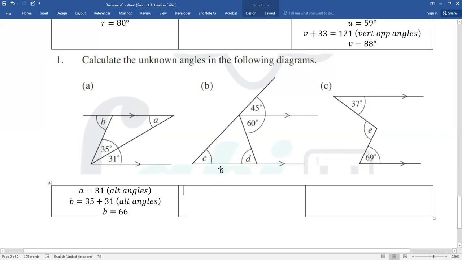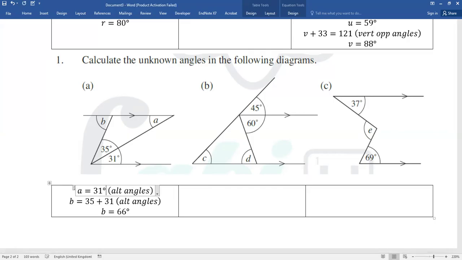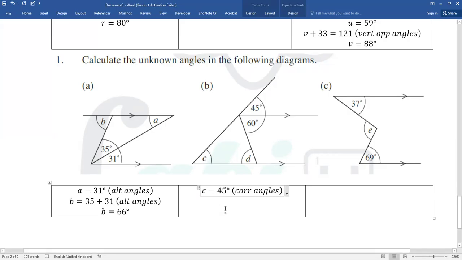Wait a second, sir. C would be equal to 60 degrees. Wrong. I told you before, telling all the properties, that the most ignored property is the corresponding angle. C is just equal to 45 because it is a corresponding angle. Oh, yes. Sorry, sir.